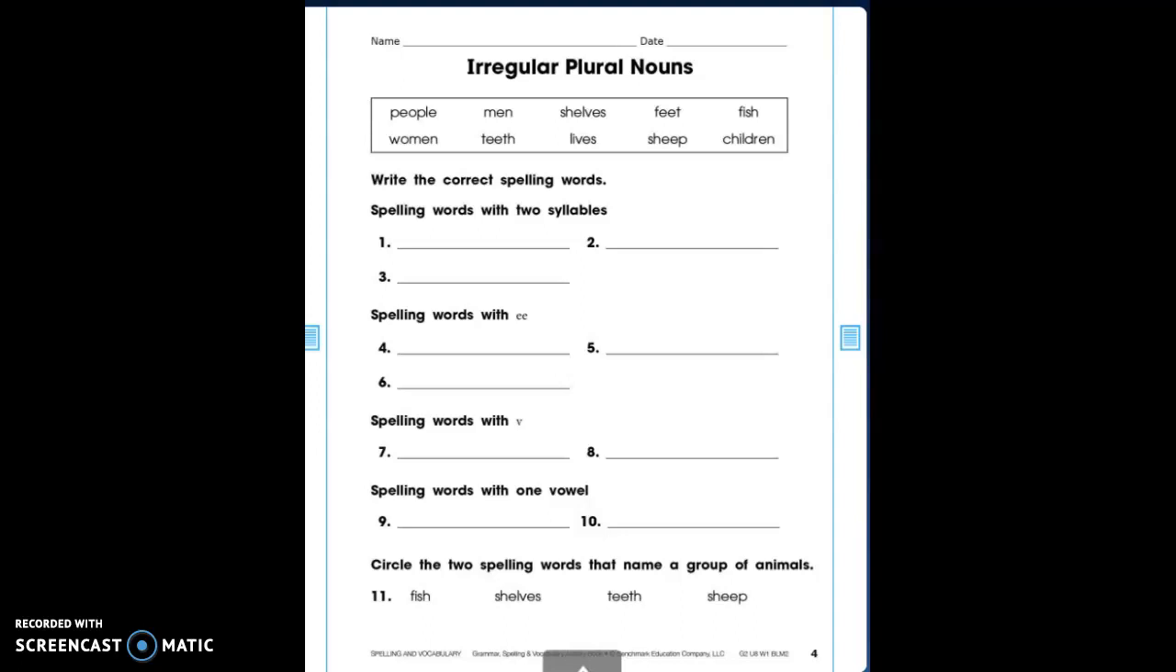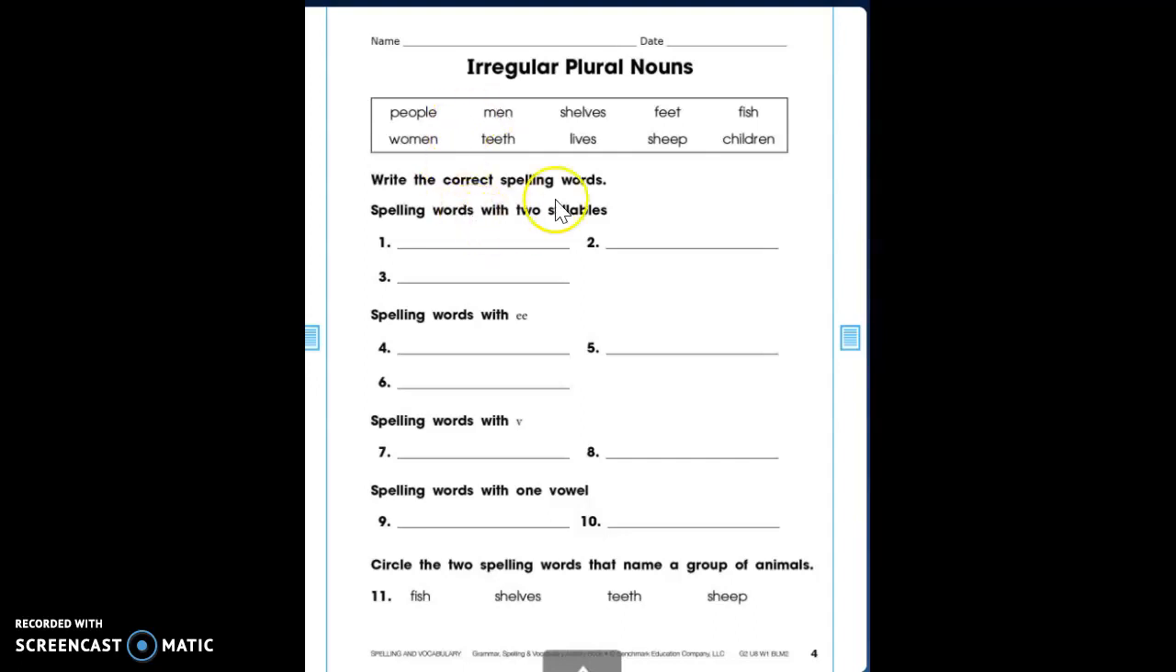We are working on irregular plural nouns, and these are the nouns that you cannot just add s or es to, and we've done this before. So on this paper, you're just going to find the words that have two syllables. Remember, two syllables are things like people that are broken into two chunks, and men would be a one-syllable word.